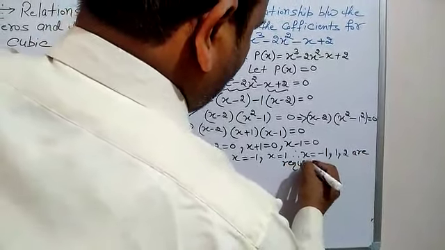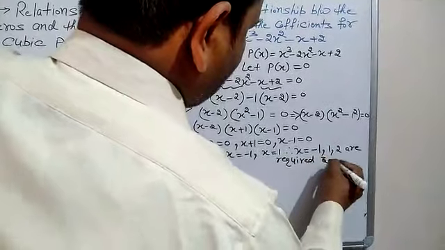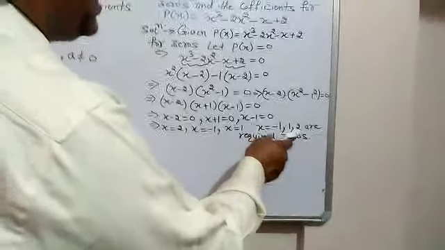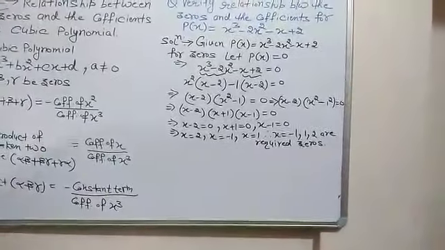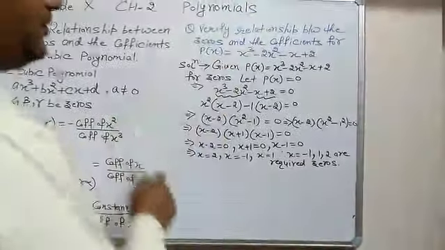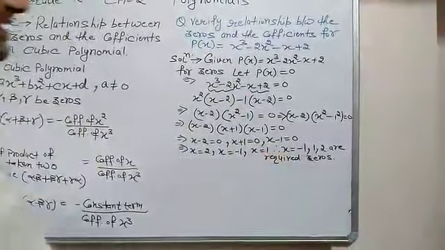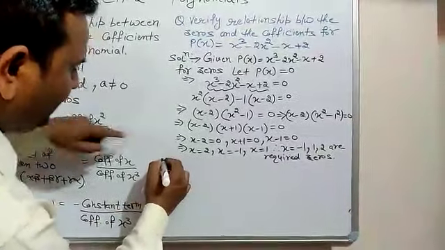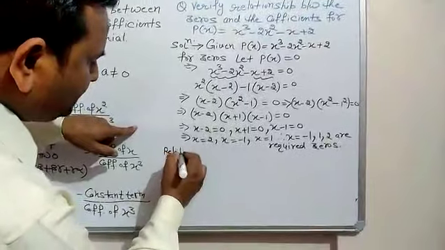So therefore x is equal to, I am writing very first minus 1, then 1, then 2 are the required zeros. These are our zeros. Students, see carefully. Here we get 1, 2 and 3 zeros. As we know, the given polynomial is cubic, so that's why we get 3 zeros. Now the relationship. How to find the relationship?